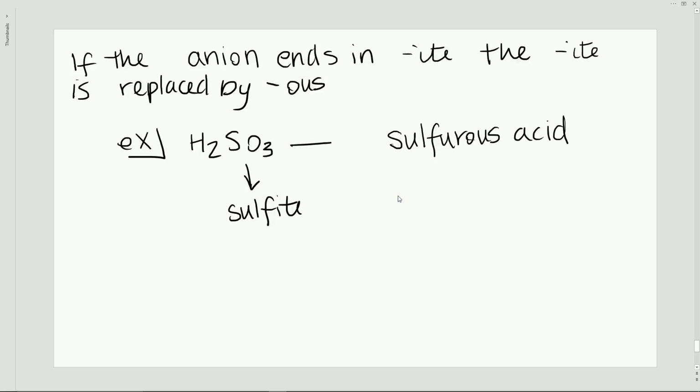Now, if the anion ends in "ite," then we need to replace "ite" by "us," so OUS. So here, again, we have one of our polyatomic anions, SO3. It's called sulfite. So we replace the "ite" with OUS. So this is known as sulfurous acid.